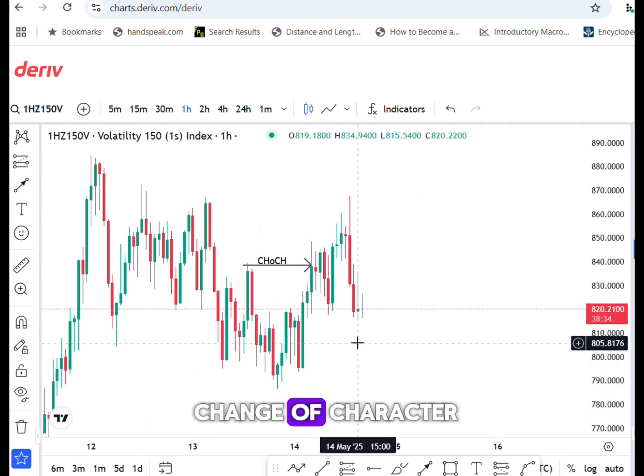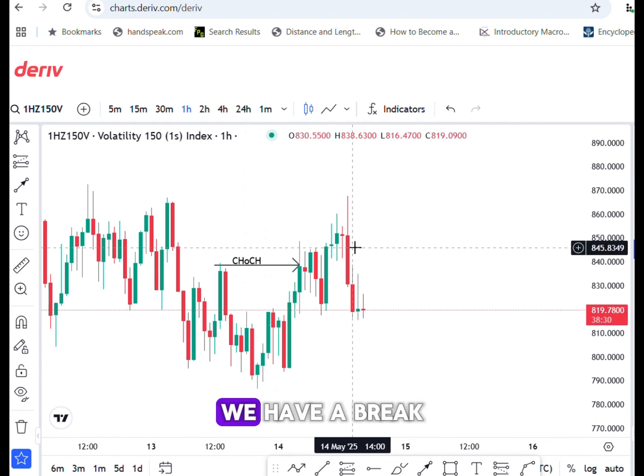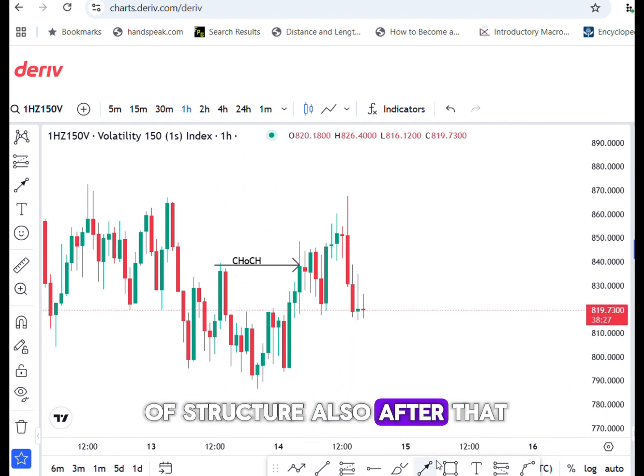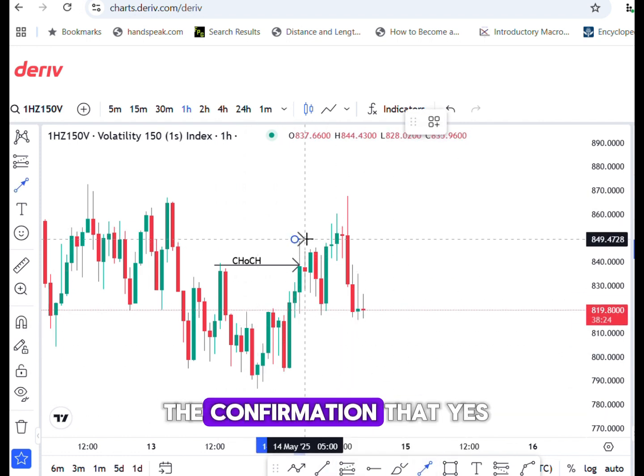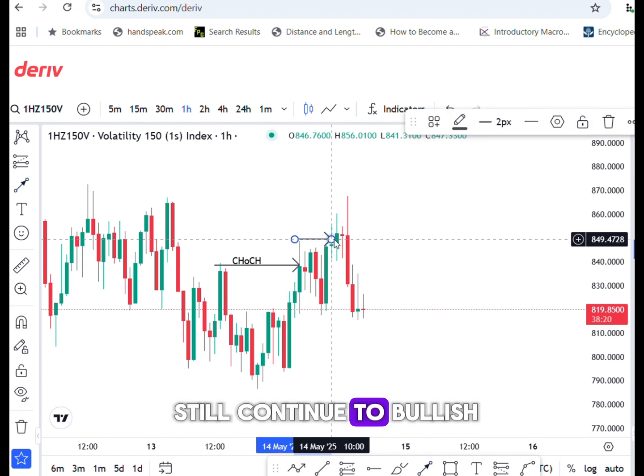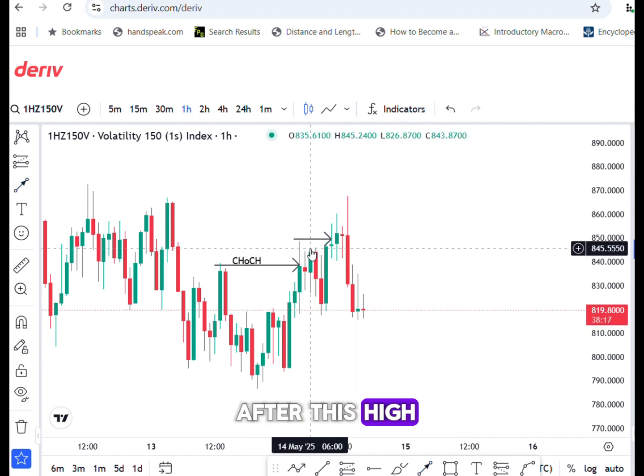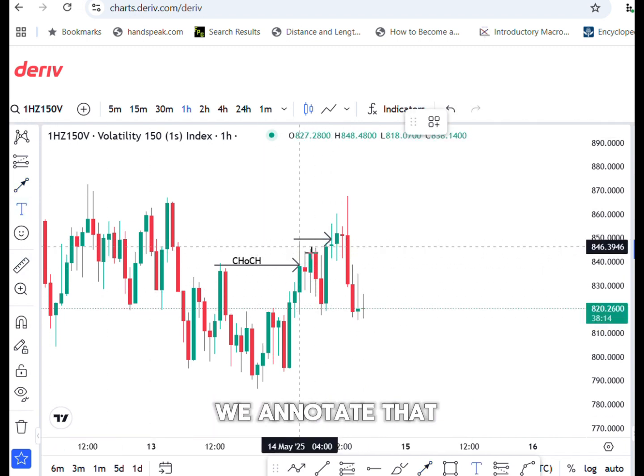All right, so after the change of character, we have a break of structure also after that. So that gives us the confirmation that yes, we still continue to be bullish. Okay, we have a break of structure here after this high. So let me annotate that.